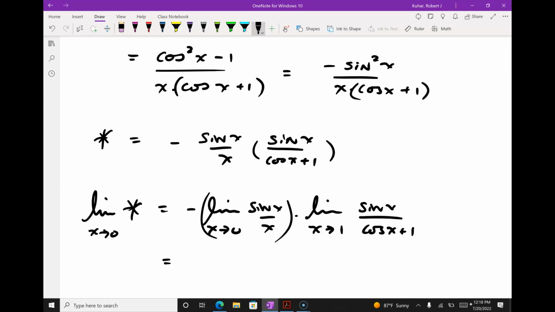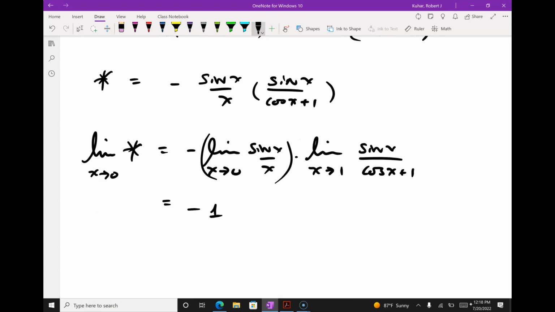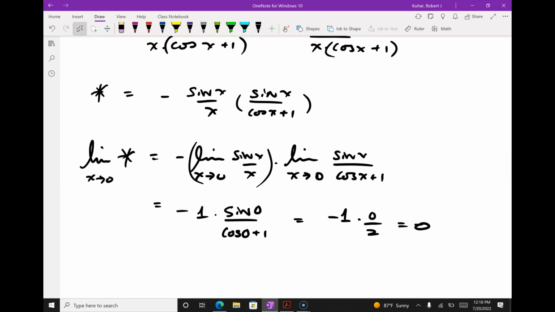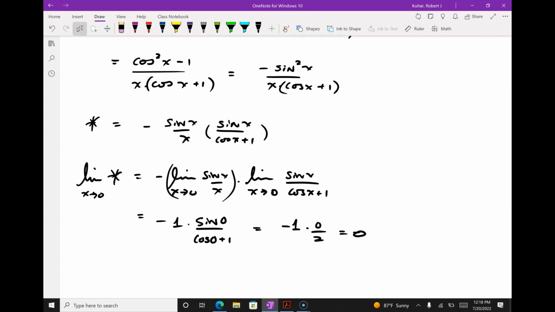So what's that middle piece? Is 1, right? Yeah, yep. So negative 1, and then the other one I can evaluate. Oh, that's cos x goes to 0. That's sine of 0 over cos of 0 plus 1. So final answer is 0. So this piece I just evaluated. Sine of 0, which is 0. Cos of 0 is 1, so 1 plus 1 is 2. Right, so there I got the 0 over 2.